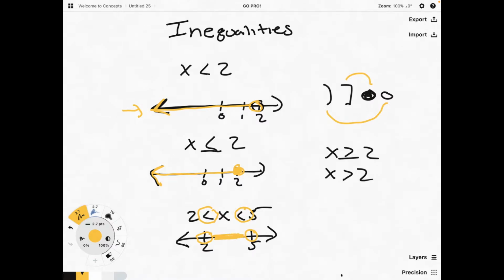If you wanted to use parentheses, it would be the exact same thing. It would just be 2 and 5, and you would have an open parenthesis and an open parenthesis with numbers there. If these were equal to, similar to what we have in the second example, it would just be a bracket instead of a closed circle. They all mean the same thing, it's just what you choose to use. Now that we have reviewed what inequalities are, let's look at a very important rule when solving inequalities.